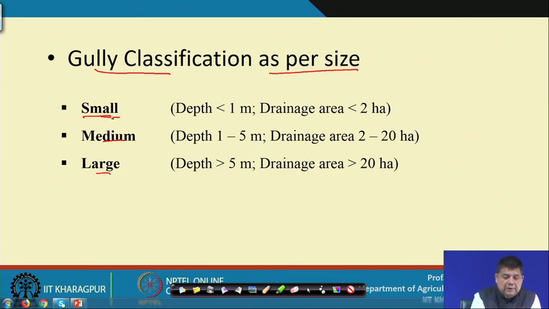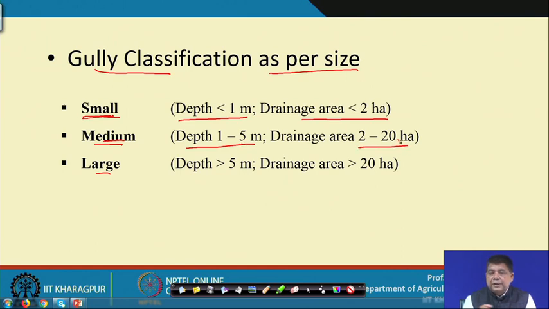So, a small gully, earlier we classified, is called small when the gully depth is less than 1 meter and the contributing drainage area is less than 2 hectares. It is referred to as medium when the depth varies over 1 to 5 meters and drainage area varies over 2 to 20 hectares, and a gully is referred to as large when the depth is greater than 5 meters and drainage area is greater than 20 hectares.